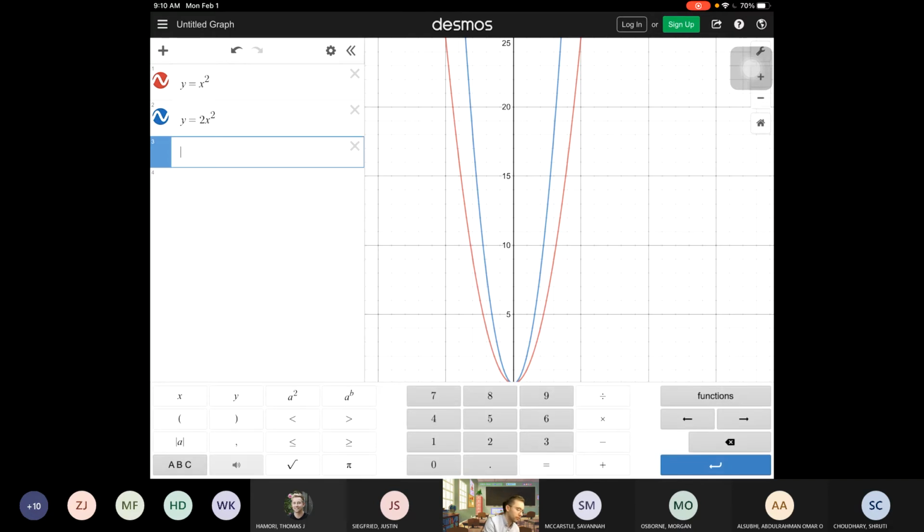Okay, and if we do the opposite, if we do something like y equals x squared, and let's now multiply this times a fraction. So something less than 1. Let's do 1/3.